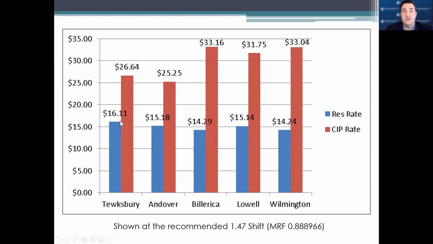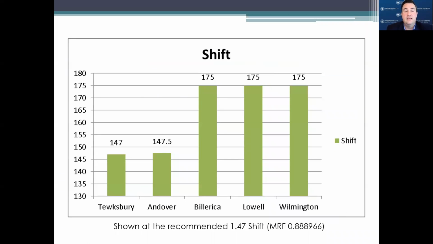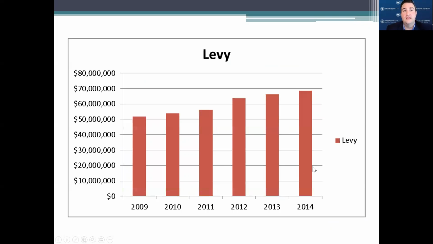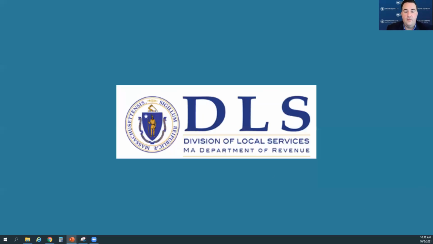This information is also available from DARB, and this is all the comparable communities as far as different tax rates. And this is what it would look like in a presentation. Same thing with the shift amount and historical levy. This number is also available. So let's go into the actual DARB numbers and how you would get this information.